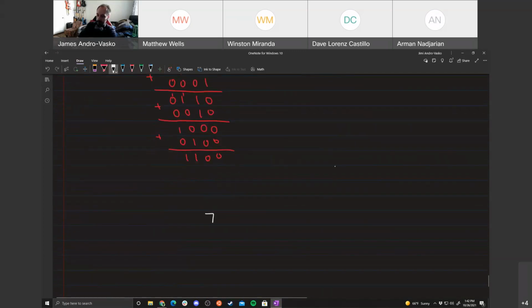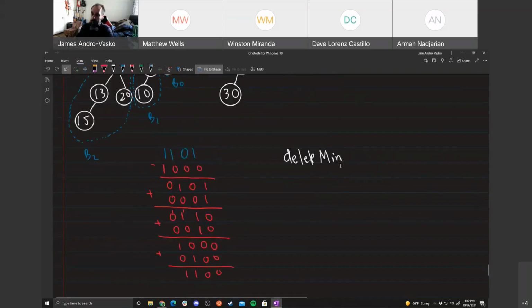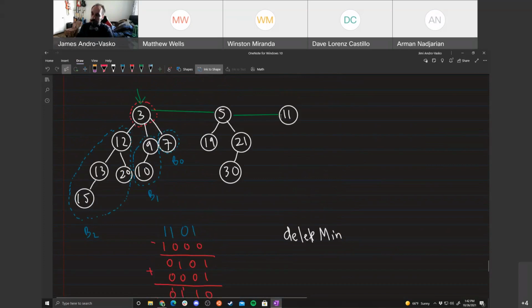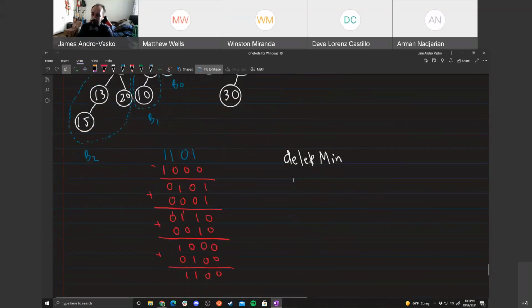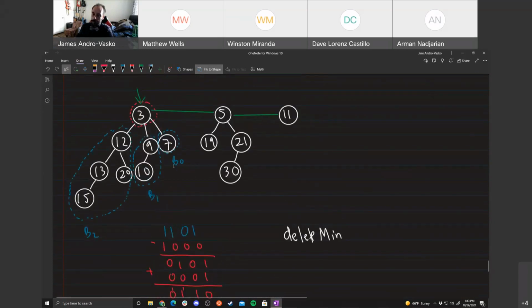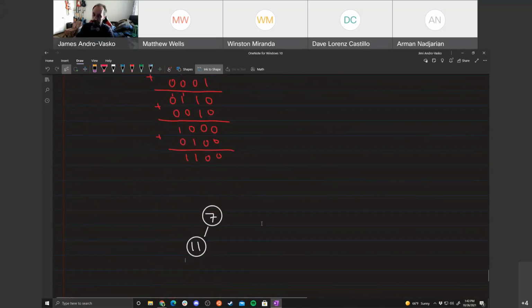Let me just do this step by step first. It gets a little easy to get thrown off right here. So let's first do that. We merge these two together, and then this creates a B1 tree. We have to merge that with our 9 and 10 tree. That's another B1 tree. Okay, so then this B1 tree, 9 and 10, will merge with this.